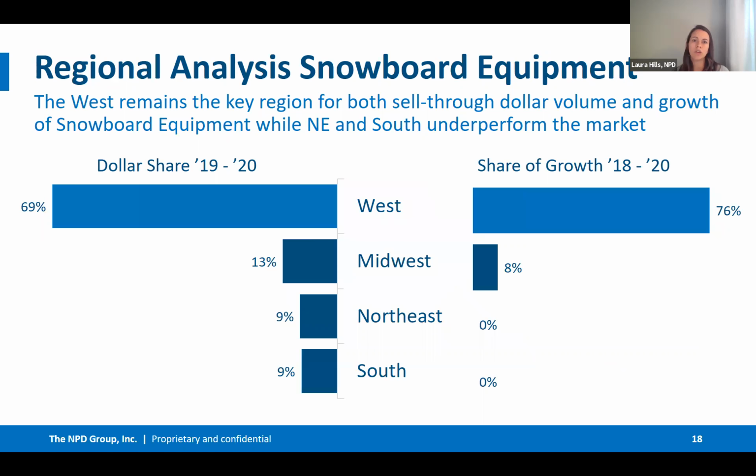And then taking regional analysis down another layer and looking at which region contributes to the overall size and growth of snowboard equipment specifically. So today's category and what it looks like broken out by region. I've charted on the left the dollar share for the most recent season in descending order by dollar volume. And then on the right, I've charted share of growth. So what has each region contributed to the growth of snowboard equipment overall?